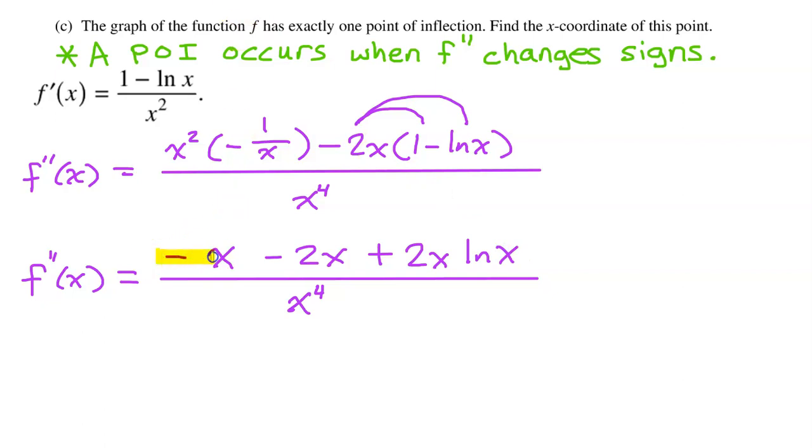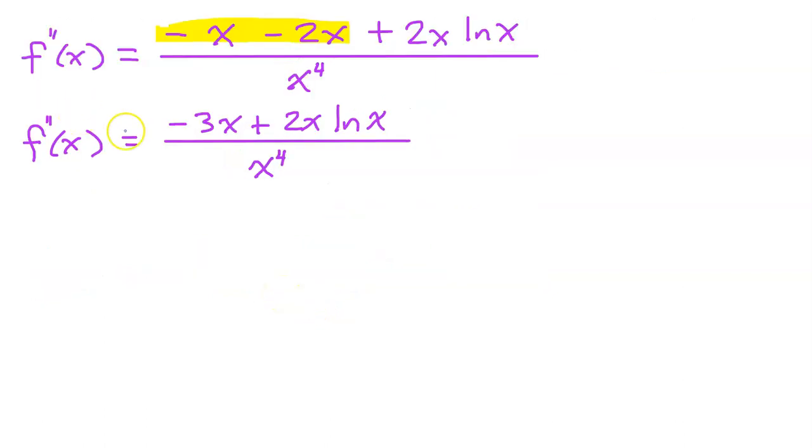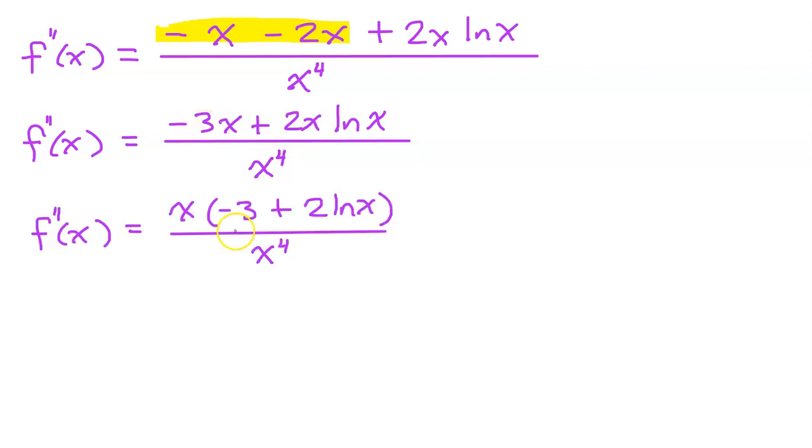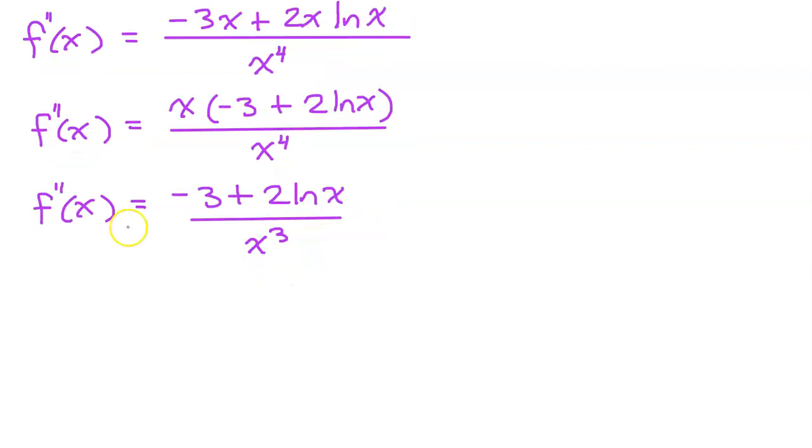I see that we have like terms right here. So let's combine those on the next step. What else can we do? I see that we have a common factor of x in the numerator, so let's just factor that out. And now we notice that the x that we just factored out in the numerator will cancel out one of the 4 x's in the denominator. So this is the simplified form of f double prime.